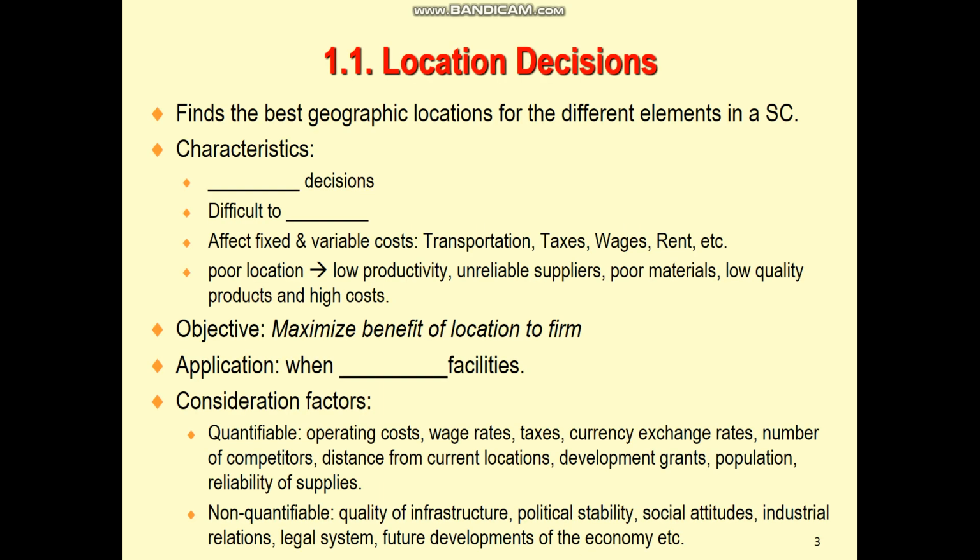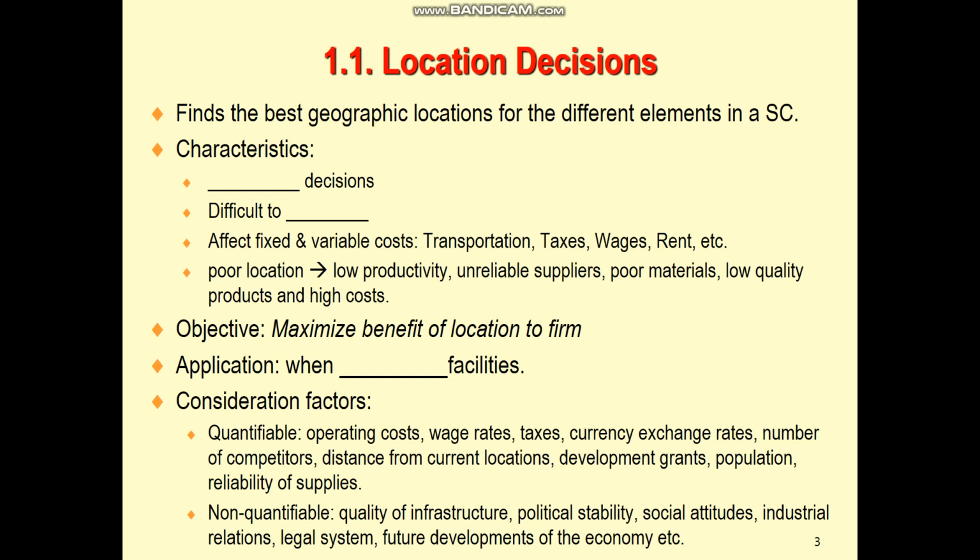So what is location decisions? It's when we find the best geographic locations for the different elements in a supply chain. Do you still remember what elements we have in a supply chain? We already learned it in the last lessons. So first we have supplier, manufacturer, warehouse, distribution centers, so on and so forth. Okay.